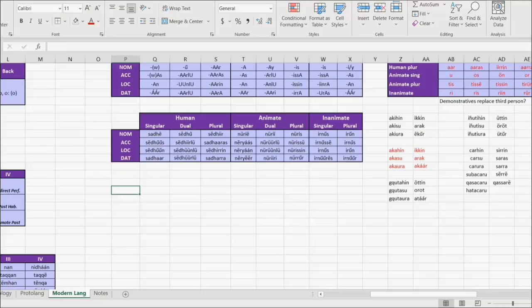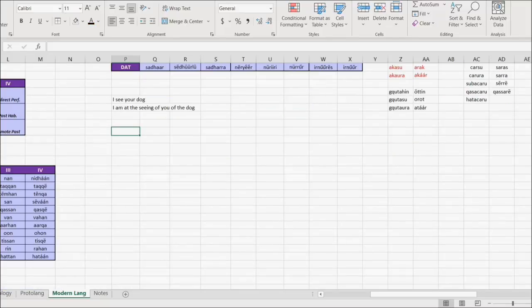Like, say you had a sentence like, I see your dog. The way that would effectively be translated would be, I am at the seeing of you of your dog. So both the direct object, dog, and the possessor, you, would be in the genitive. So it's kind of ambiguous as to which of those is the possessor and which is the direct object because they're marked in the same case. So I expect there would be some strategy, at least an optional strategy, to clarify that relationship. And I was thinking about how I might want to do that.